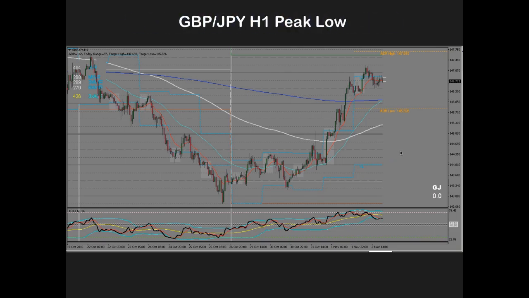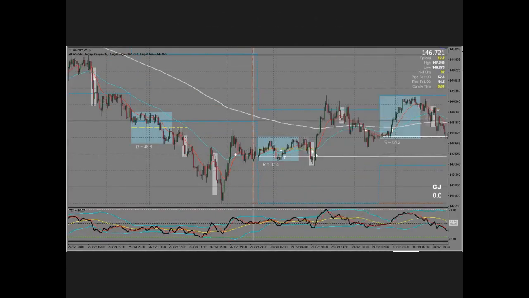All right, let's look at GJ. Same situation. On GJ, we have an H1 peak low, many days of drop from back here into this peak formation low. And then what it will do is form a multi-day W pattern. So let's take a look at the M15 and see how that plays out.